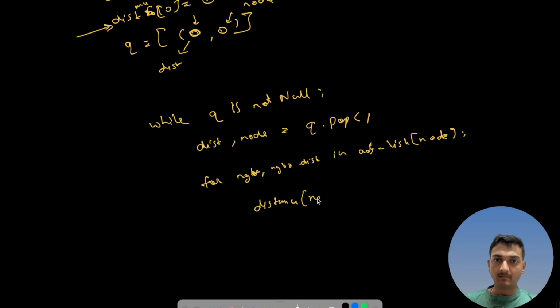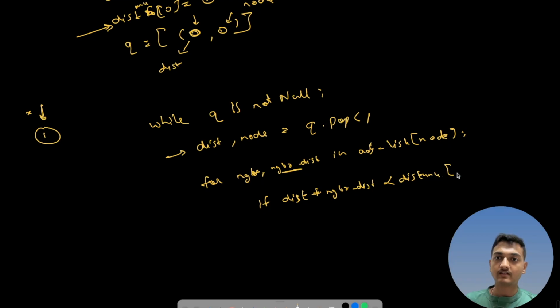Distance to reach neighbor equal to minimum, okay, or let's write an if-else condition for better clarity on what is happening. If distance to reach node, let's say x, distance to reach node plus distance to reach neighbor, okay, neighbor distance is less than distance to reach neighbor.